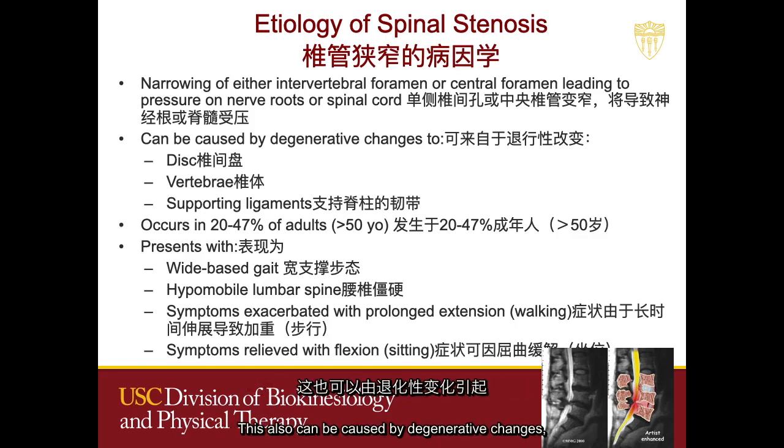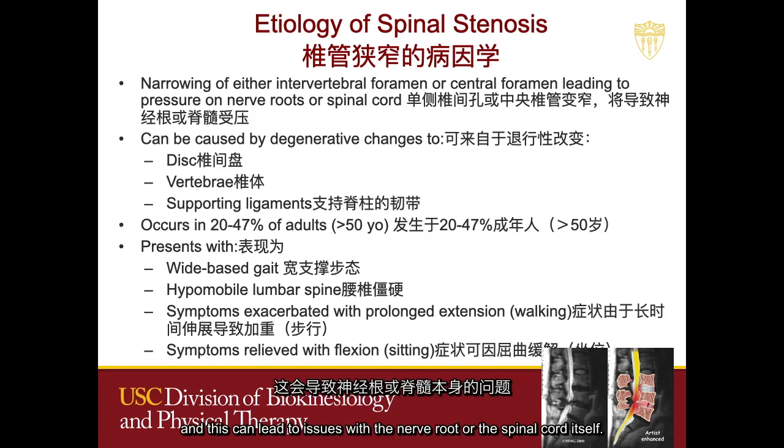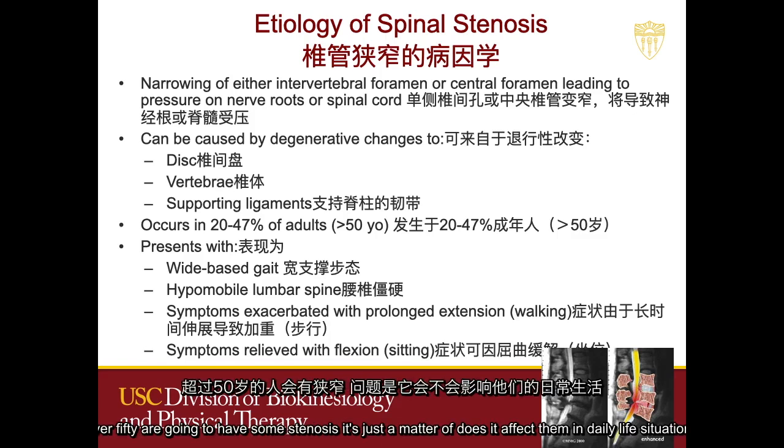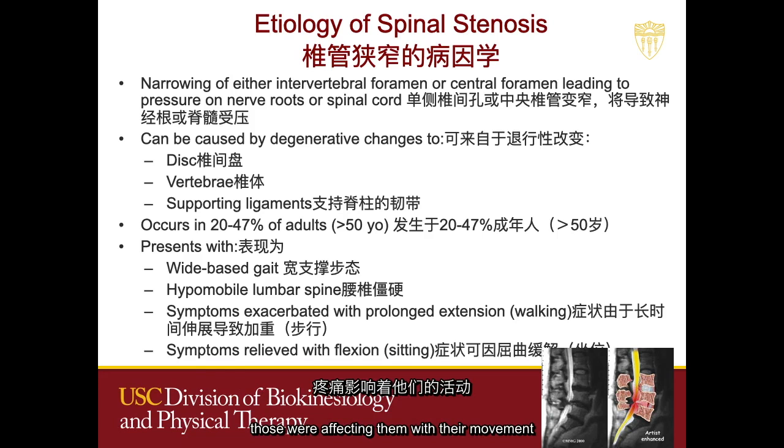This also can be caused by degenerative changes. If the disc is degenerated, which again is a pretty normal problem in older people, or if the vertebrae or any of the ligaments have degeneration, then this can lead to issues with the nerve root or the spinal cord itself. So this is a common problem. As you can see, 20 to 47% of adults over 50 are going to have some stenosis. It's just a matter of, does it affect them in a daily life situation? Is it affecting their movement?